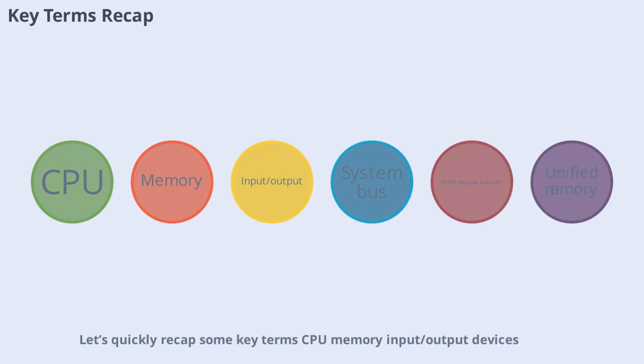possibilities. Let's quickly recap some key terms: CPU, memory, input-output devices, system bus, fetch decode execute cycle, and unified memory. Understanding these concepts is essential for grasping how the von Neumann architecture works. Each term represents a building block of modern computers, and together they form the foundation of digital technology.